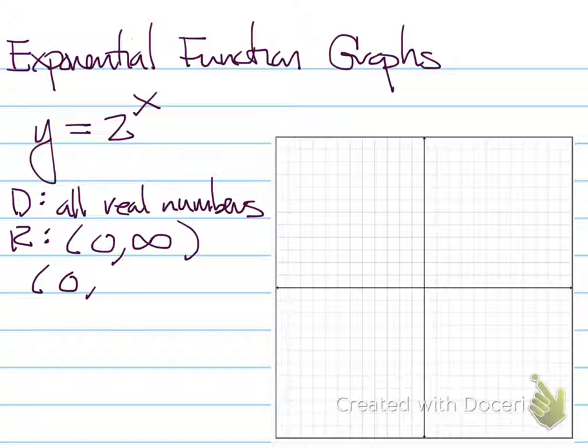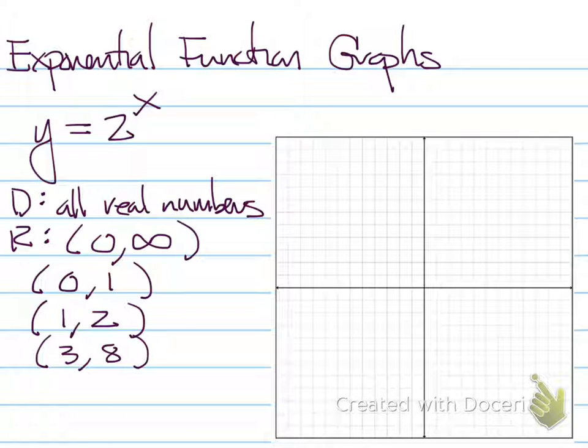So if you plugged in 0 for x, 2 to the 0 power is 1. If you plugged in 1 for x, you get 2 to the first power, which is 2. You plug in 3 for x, you get 2 to the third power, which is 8. If you graph all three of those points, you have some foundational points for the graph of y equals 2 to the x power. That is typically what the graph of an exponential function looks like.